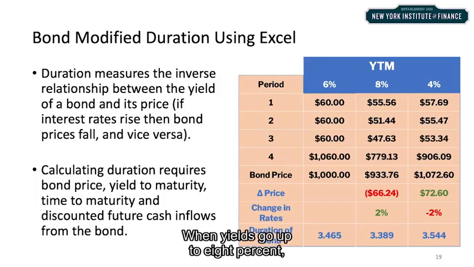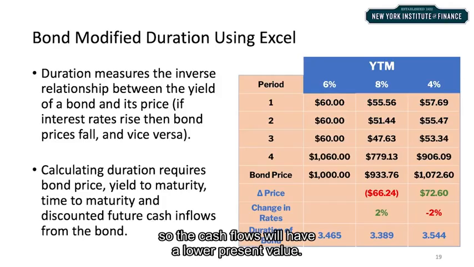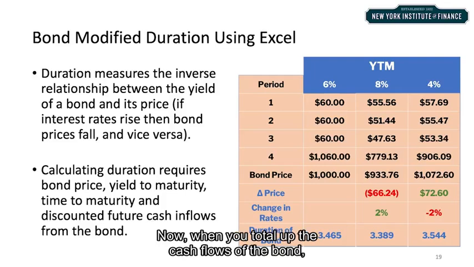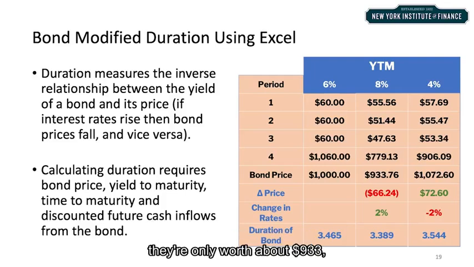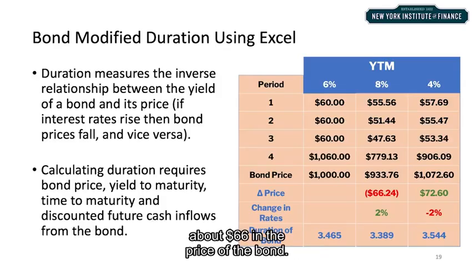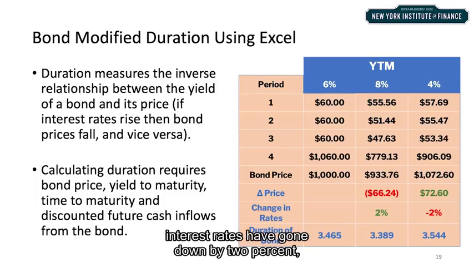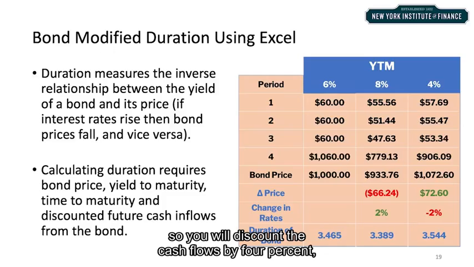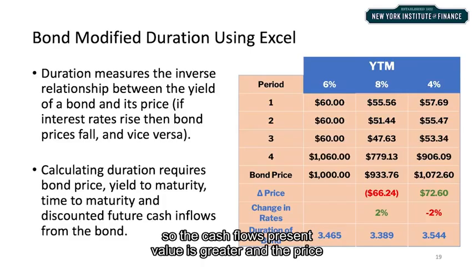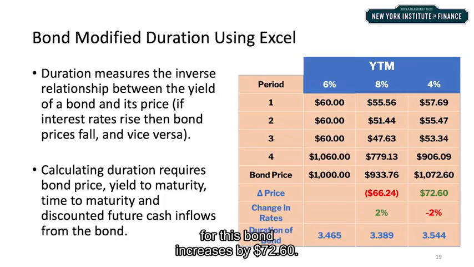When yields go up to 8%, you'll be discounting the cash flows of the bond using a higher interest rate, so the cash flows will have a lower present value. Now, when you total up the cash flows of the bond, they're only worth about $933, so we have a decrease of about $66 in the price of the bond. In the third column, interest rates have gone down by 2%, so you'll discount the cash flows by 4%, so the cash flows' present value is greater, and the price for this bond increases by $72.60.